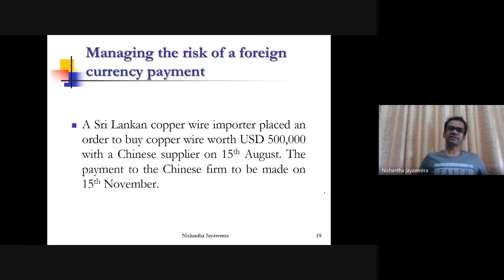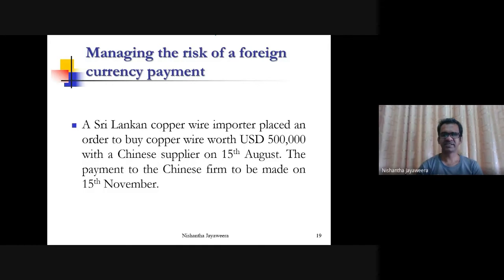So the contract is entered into on 15th August and the payment date is 15th November. You have to make the payment on 15th November. You agreed the contract for the purchase of the underlying good, the copper wire, on 15th August. What is the risk?